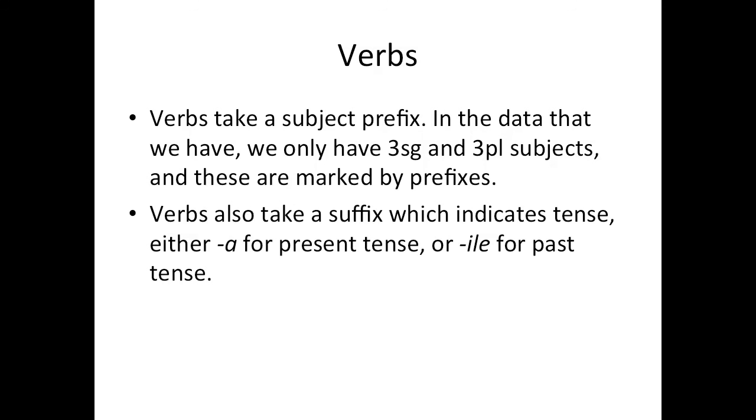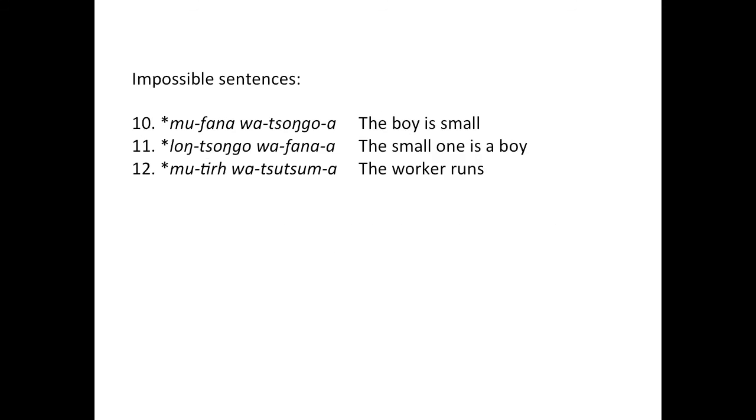But wait a minute, we've only given positive evidence. We should now look at our impossible sentences to find some negative evidence. Why is this one impossible? We have said that tsonga, small, is an adjective. It is not a verb. We can have subject prefixes and tense suffixes on verbs, but we can't get them on adjectives.